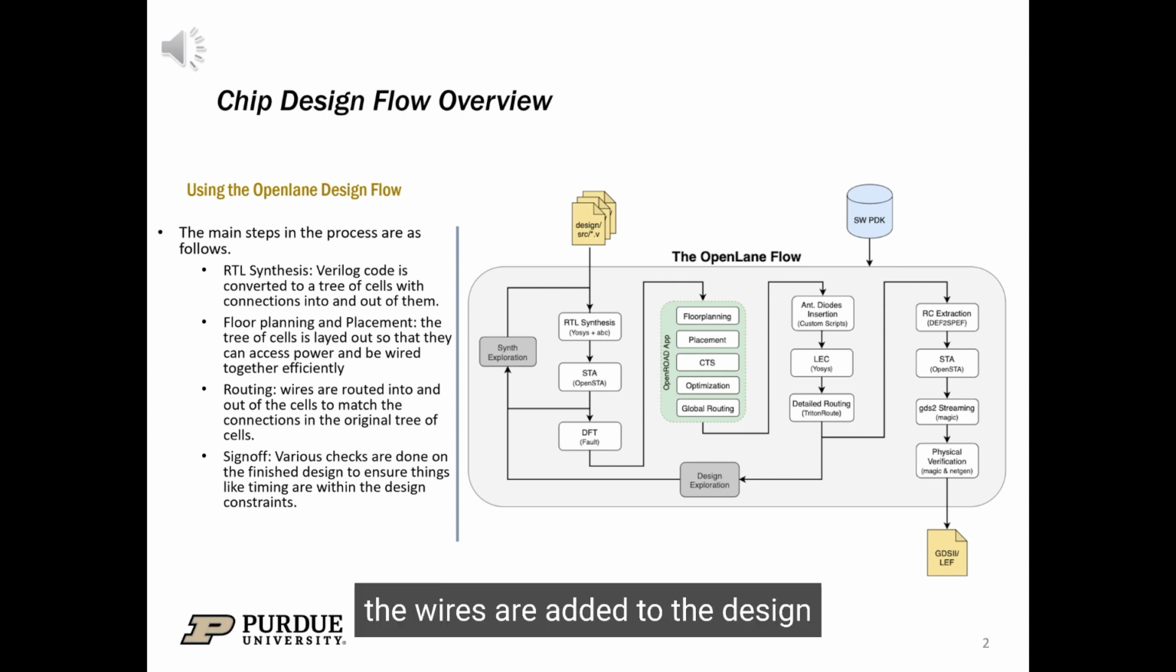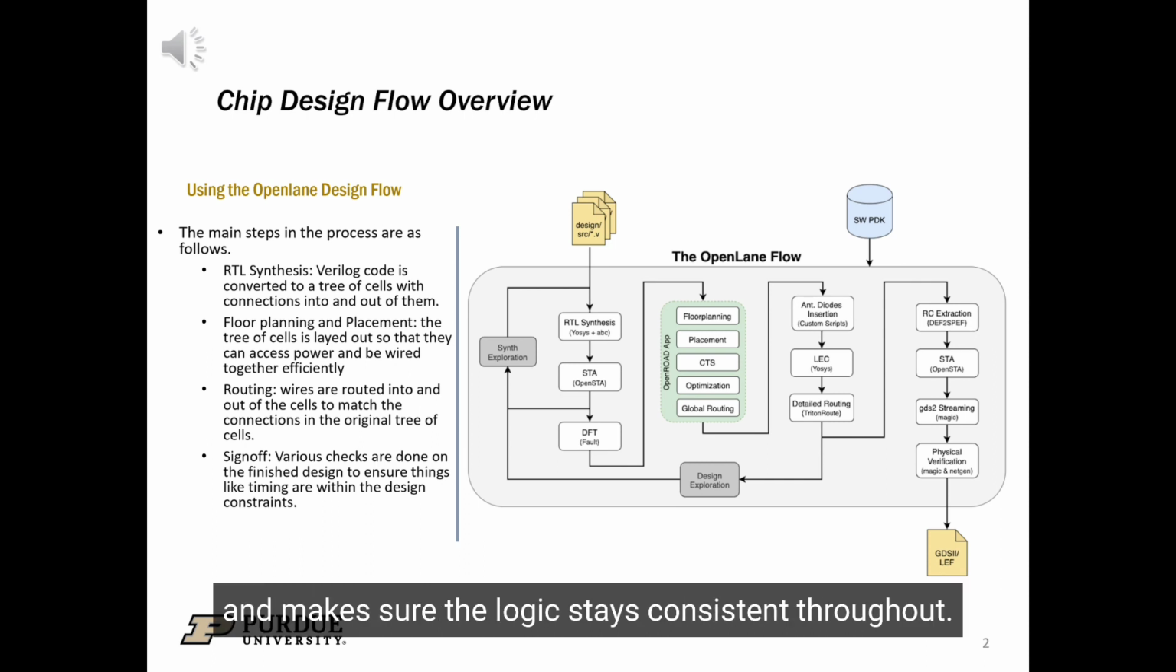Then, in routing, the wires are added to the design to connect the inputs and outputs in the same manner as the netlist, so that the logic is reproduced and all the cells are wired together. Finally, in sign-off, it verifies the logic of the finished design against the logic from the netlist that was generated in RTL synthesis and makes sure that the logic stayed consistent throughout.